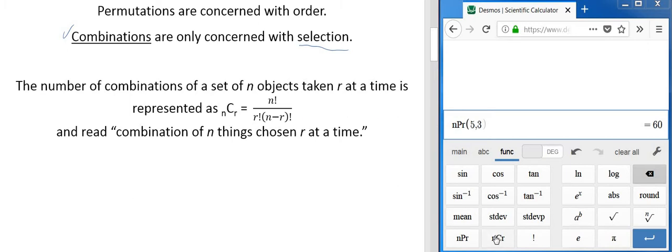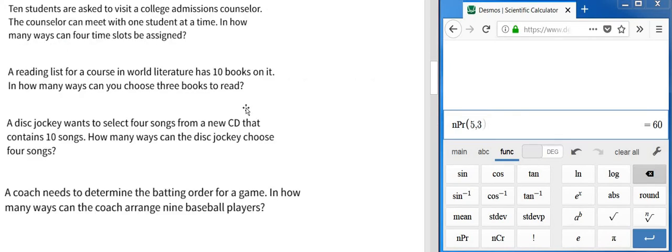Notice I've got an NCR button on my calculator as well. We can read this: combination of n things chosen r at a time. Okay, let's go look at a few examples. We see how we can do this. So here's some word problems.